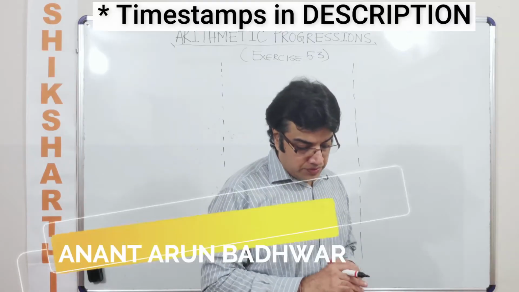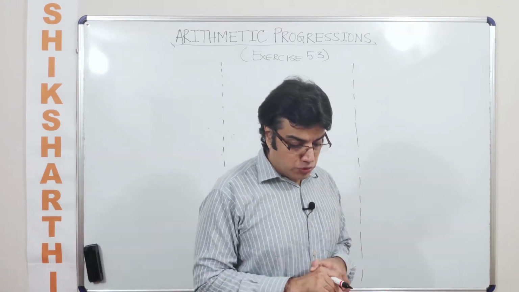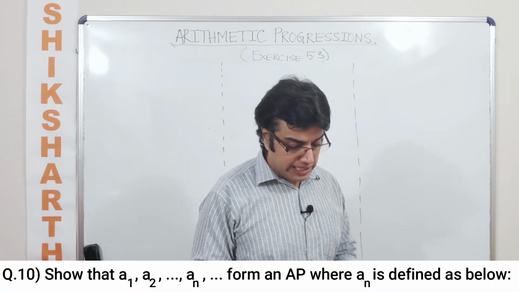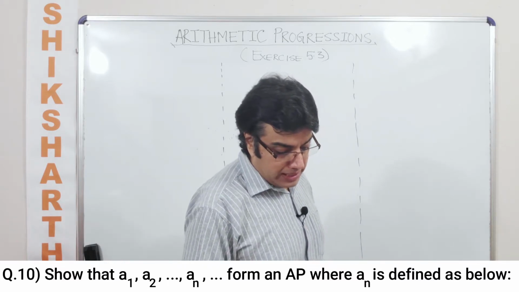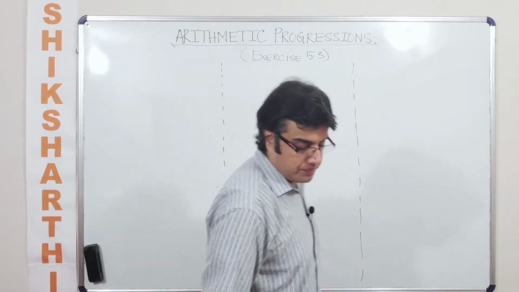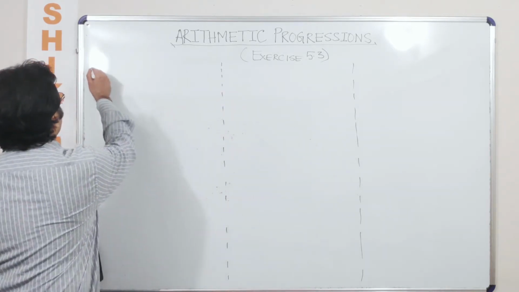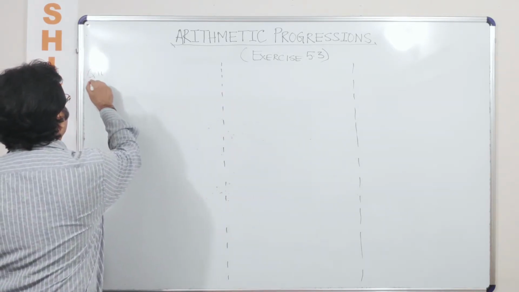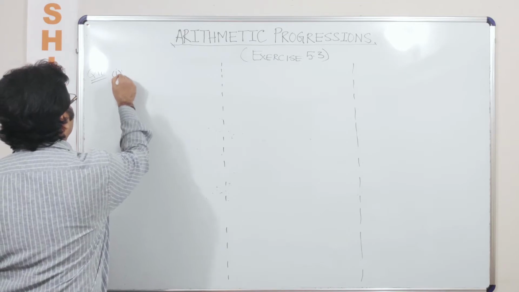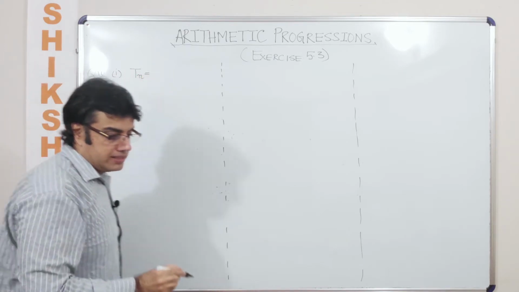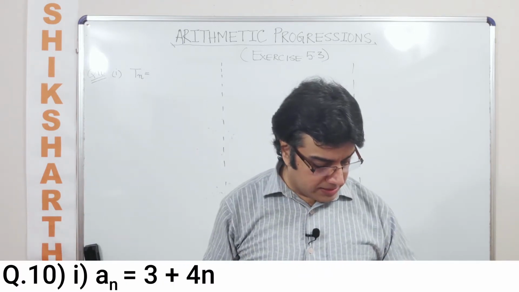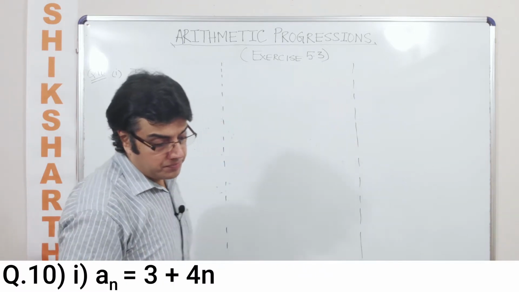Question number 10. Question number 10 says, show that A1, A2 till AN form an AP where AN is defined as below. Okay. So question number 10, subpart 1. Now here the nth term in the first case is given to us as 3 plus 4n.